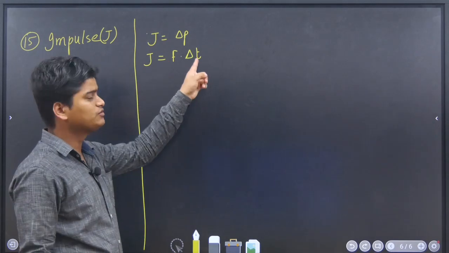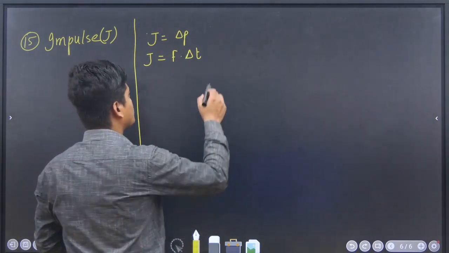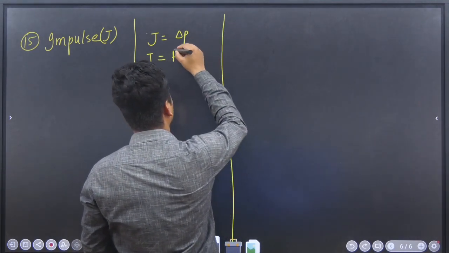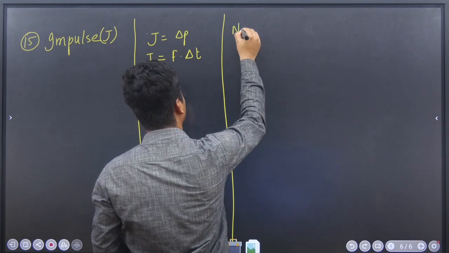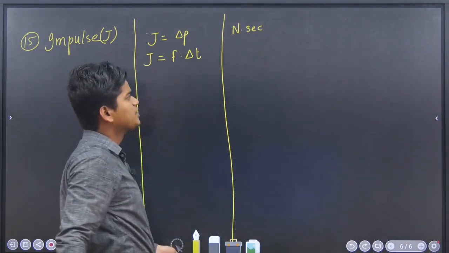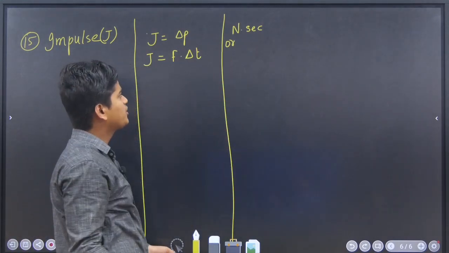Impulse is force into delta t, or force into time, which is nothing but change in momentum. Remember. Now here, if you want to write the unit, force unit is nothing but Newton, and delta t unit is nothing but how much? Second. So I can write it is Newton into second.